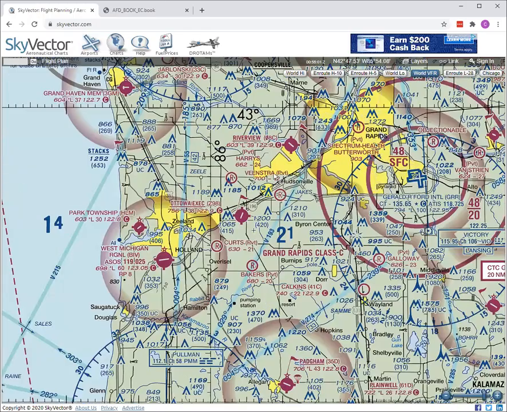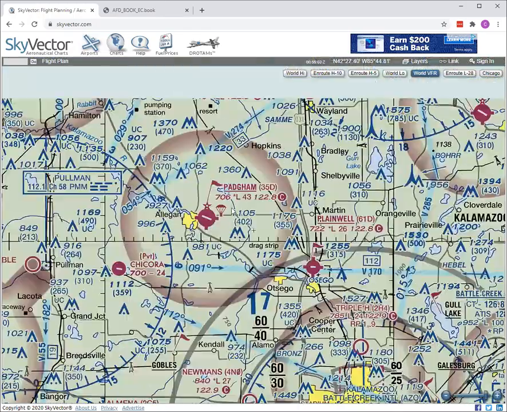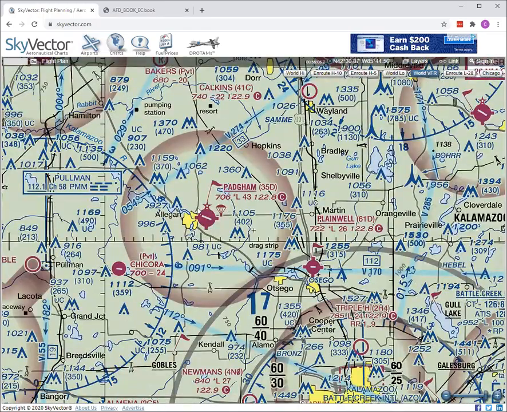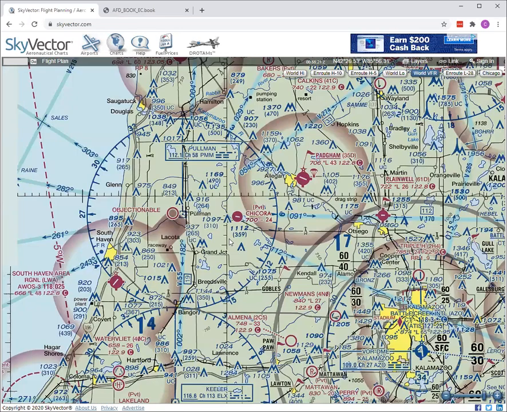Let's see if we can find another airport. Oh yes, there it is. Padgham Airport down here near Allegan. They have a little parachute, so occasionally they'll probably have parachute activities there, and that's just something else to be aware of. We can check the chart supplement for that information.